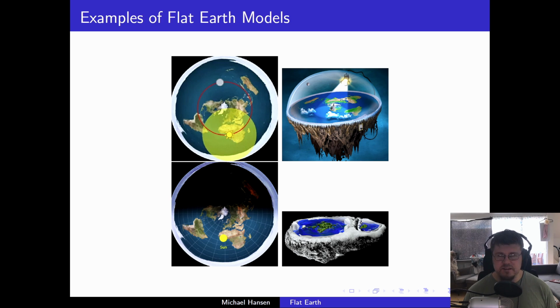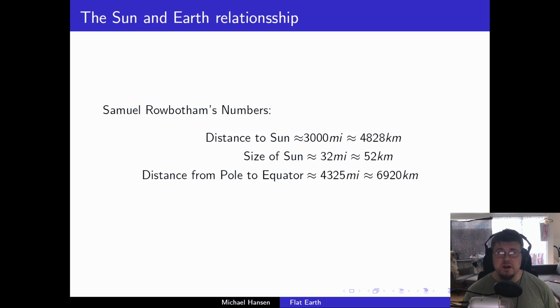But one thing that they tend to agree on, all of them, is that the sun is positioned above the earth. And so instead of the earth revolving around the sun, it is the sun that is sort of rotating or going around above the earth at a certain altitude. If we use the numbers that Samuel Rowbotham provided in his works, he states that the distance to the sun is roughly 3,000 miles, or in kilometers 4,828. The size of the sun should therefore be around 32 miles or 52 kilometers.